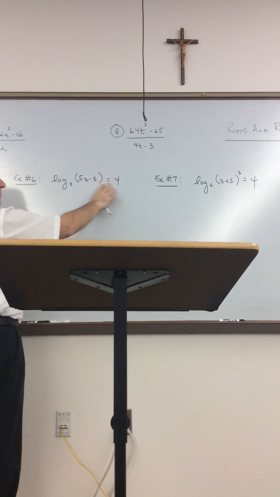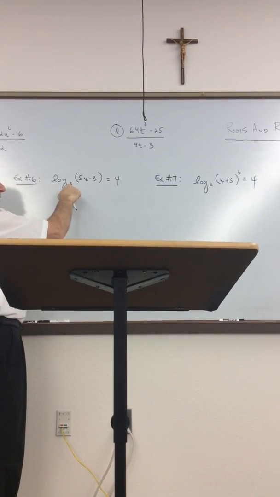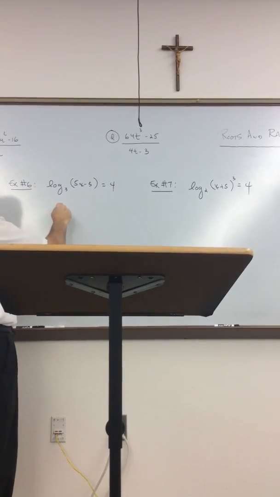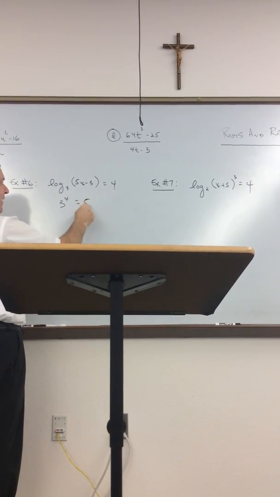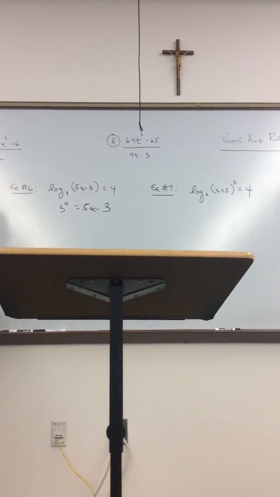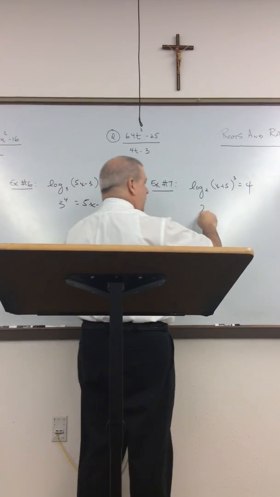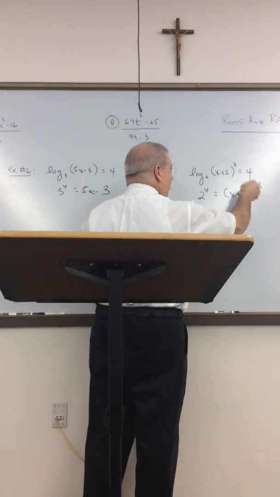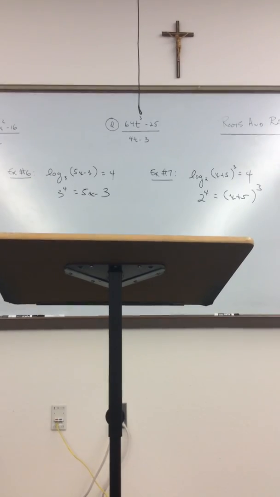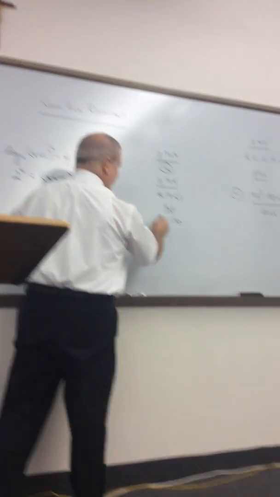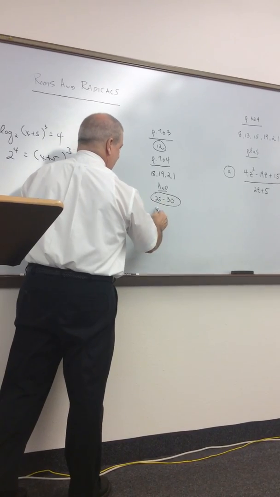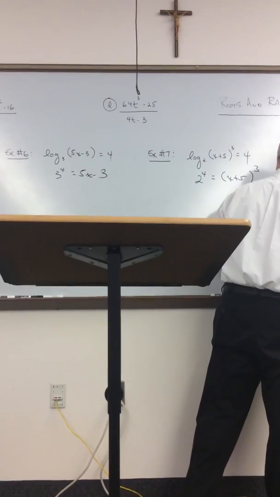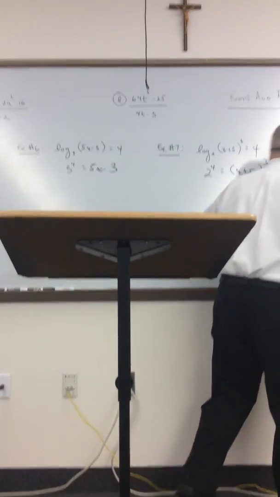So what does this mean? Doesn't this mean 3 to the 4th equals 5x minus 3? You with me now? 3 to the 4th equals 5x minus 3. How about over here? 2 to the 4th equals x plus 5 quantity cubed. See these problems right here? That's what these are going to be. Exact answers. That means no calculator for those.